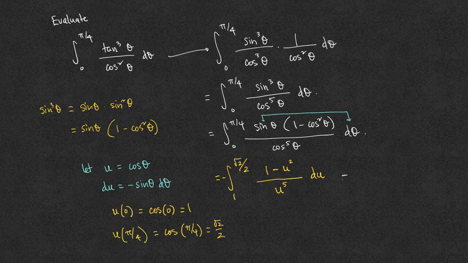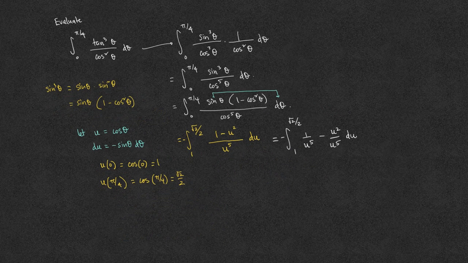Before we evaluate the integral, we would need to simplify this first. The lower limit of integration is 1, the upper limit of integration is root 2 over 2, with the negative in front of the integral sign. The integrand can be rewritten as 1 over u to the 5th minus u squared over u to the 5th du. And this is not quite in the power form, not yet. This is the negative of the integral from 1 to root 2 over 2 of u to the negative 5 minus u to the negative 3, because 2 minus 5 is negative 3, du. And we can now use the power rule.